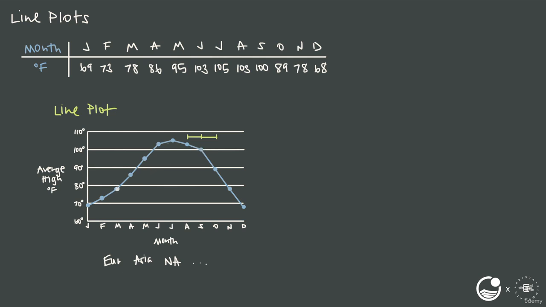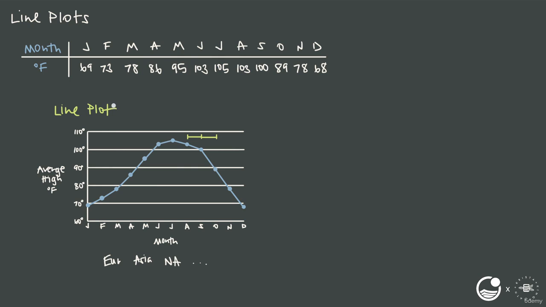But to go, for instance, from March to June, the temperature is changing significantly every month. To go from September to December, the temperature's falling off significantly every month. So we want to pay attention both to the values along the line plot, but also to the change between each value, because that slope, depending on how shallow or how steep it is, gives us a good idea of the rate of change in that part of the data.